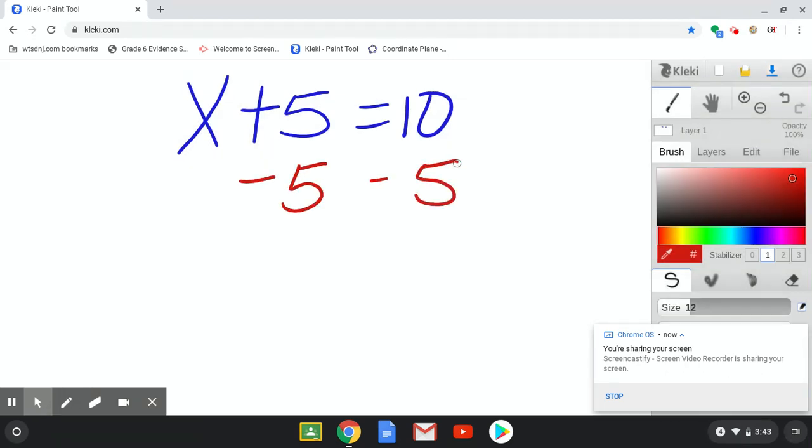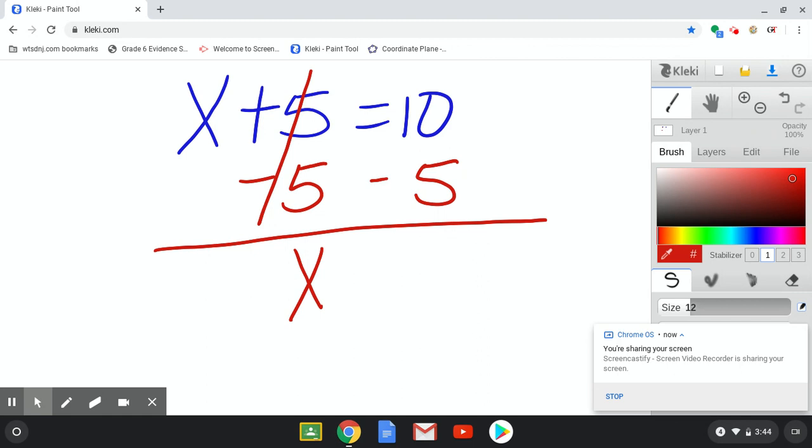Subtract 5. A positive 5 and a negative 5 cancel out. We have our x by itself. That's what we wanted. And now we're going to do 10 minus 5, which is 5. And x is equal to 5.